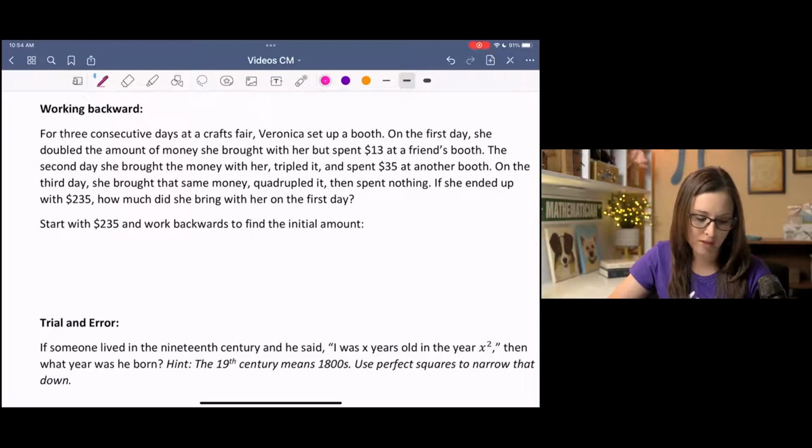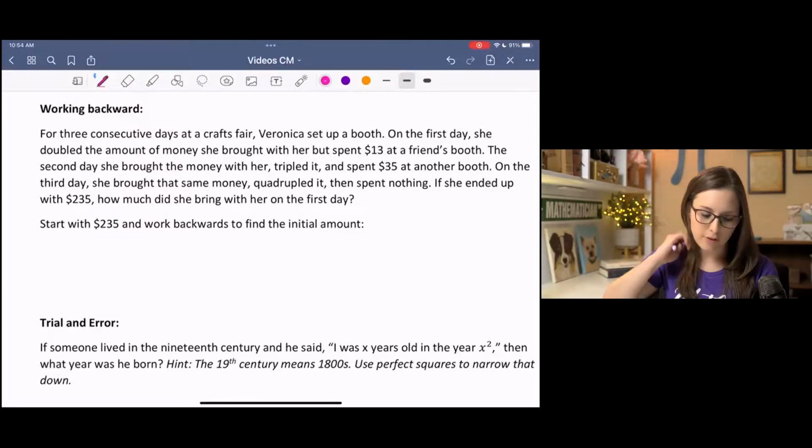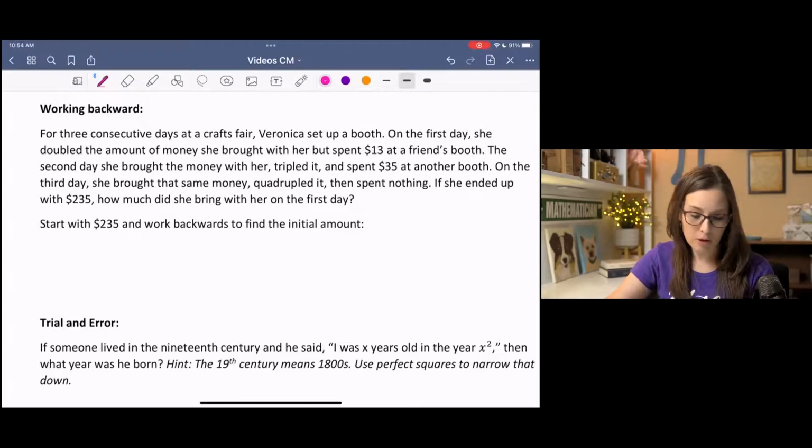For 3 consecutive days, consecutive just means back to back, at a crafts fair, Veronica set up a booth. On the first day, she doubled the amount of money she brought with her, but she spent $13 at a friend's booth. The second day, she brought the money with her, tripled it, and spent $35 at another booth. On the third day, she brought the same money, quadrupled it, then spent nothing. If she ended up with $235, how much did she bring with her on the first day?